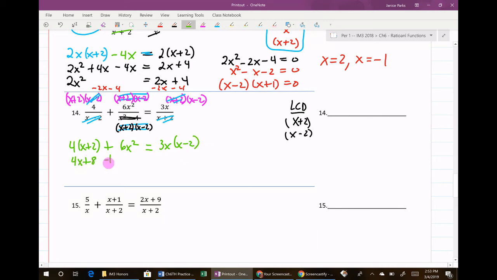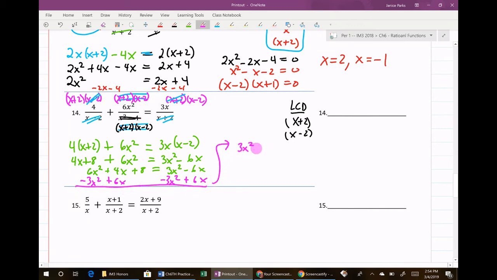So we're going to distribute that. Combine like terms. Actually, I'm just going to rewrite this. So 6x squared plus 4x plus 8. 3x squared minus 6x. Then I'm going to subtract 3x squared and add 6x. So everything's on the same side. That gives me 3x squared plus 10x plus 8 equals 0.